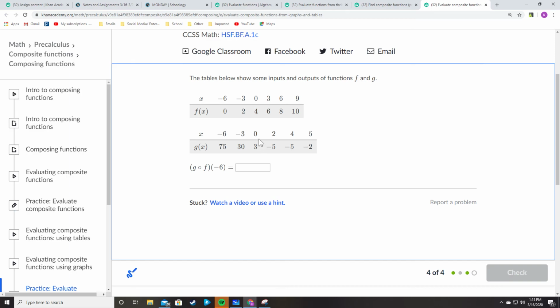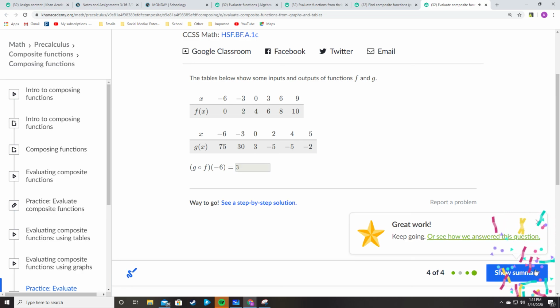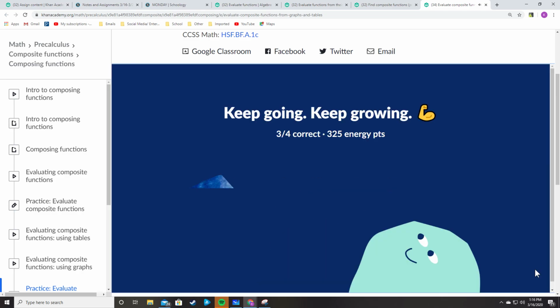So just like how it was before, I go to f, I find the output for the x value they give me, and then I take that output and I use that as the input for my next function. So we went from negative 6 to 0, and then from 0 in the next function to 3, which means that our answer here should be 3. So let's check. Okay, we're all good.